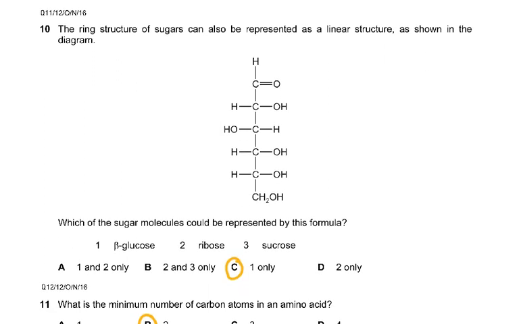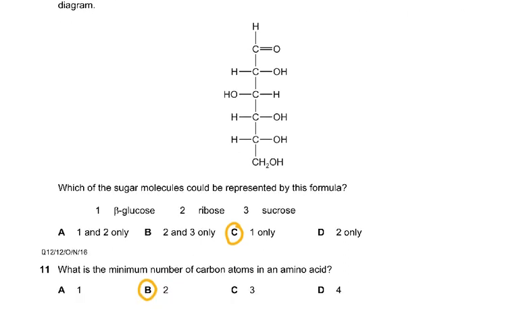The ring structure of glucose can also be represented as a linear structure as shown in the diagram. Which of the sugar molecules could be represented by this formula? Well, of course, you've got to count the carbon. So it has 6 carbon. You see, 1, 2, 3, 4, 5, 6, and you know only glucose is a 6 carbon, ribose is a 5 carbon. It's a pentose sugar, and sucrose is a disaccharide. It's made up of glucose and fructose. So it's something C12 because there's C6H12O6, and then fructose is also added to it. So it was one only.